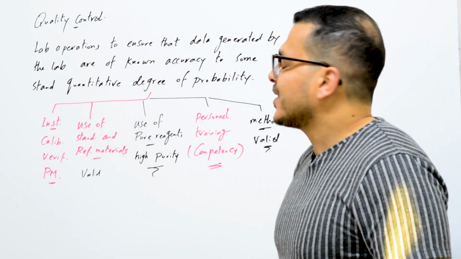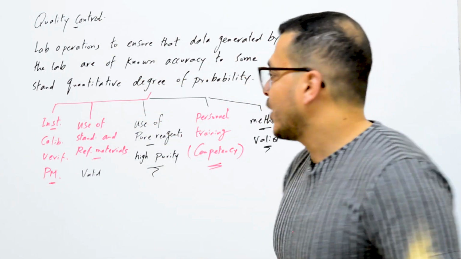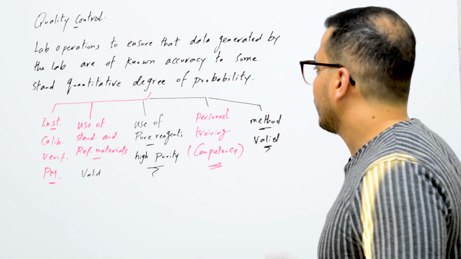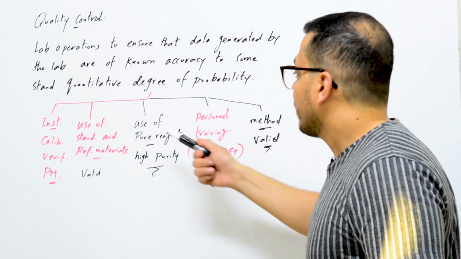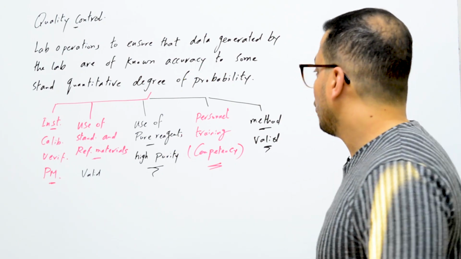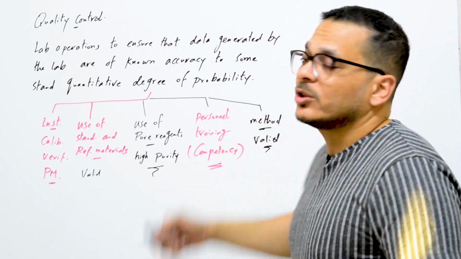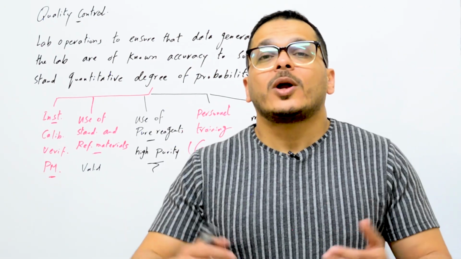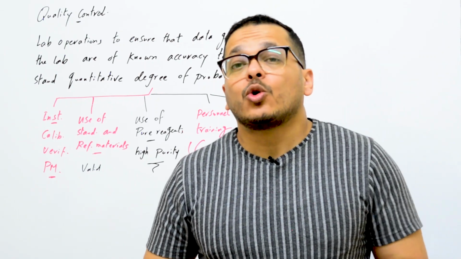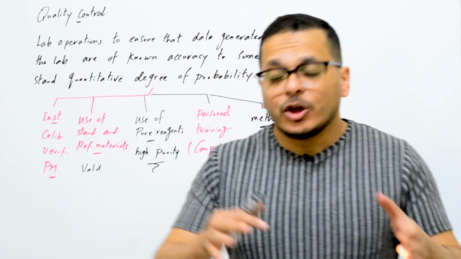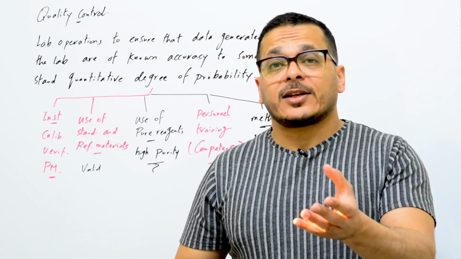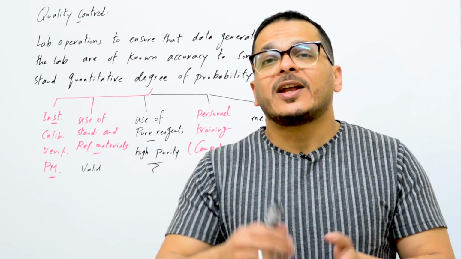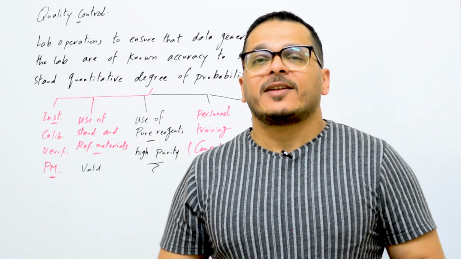These lab operations include what? Including the instrument, the method, the standard and reference materials used, pure reagents or chemicals that you use, and also personnel. Before quality control procedures, you should optimize the instrument and the method to be fit for your purpose, fit to analyze the target analytes required and provide you with valid results within an acceptable range.